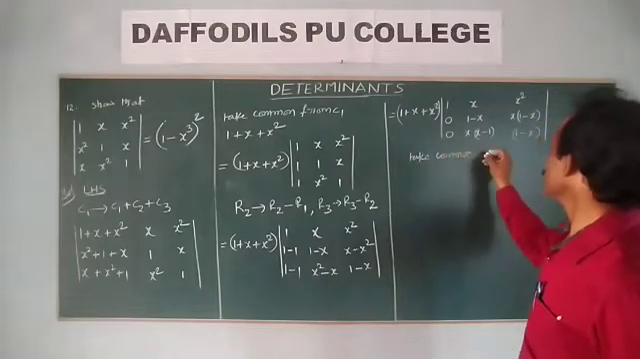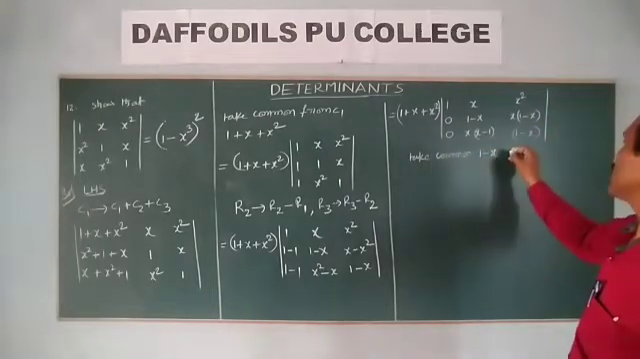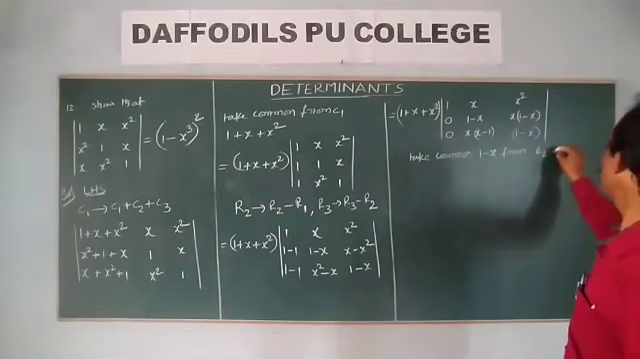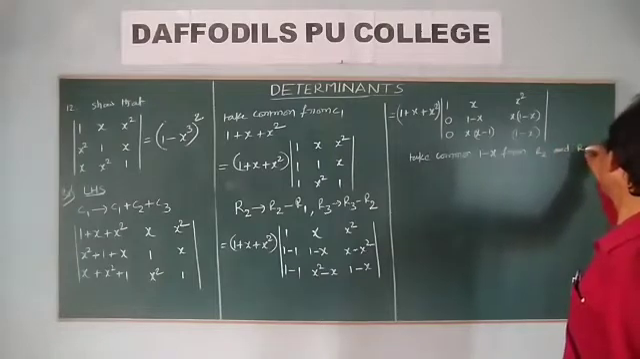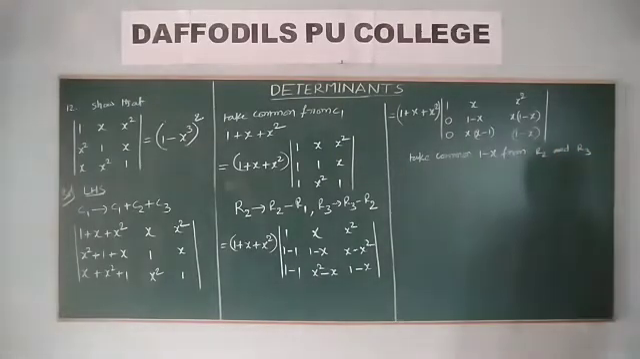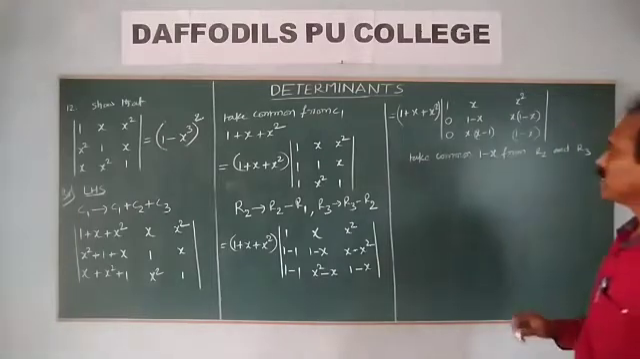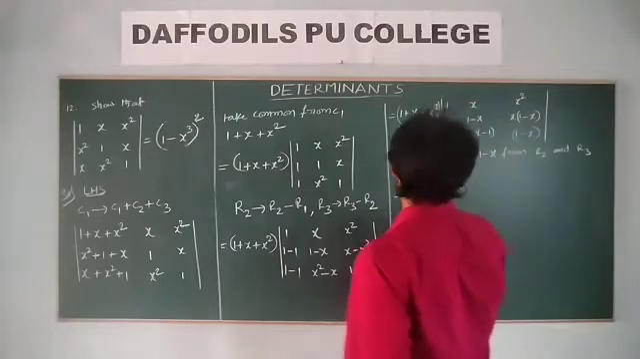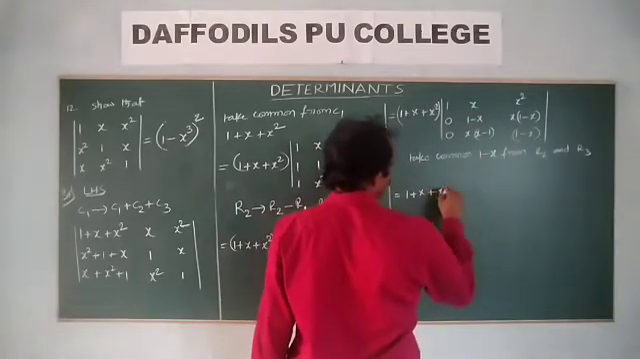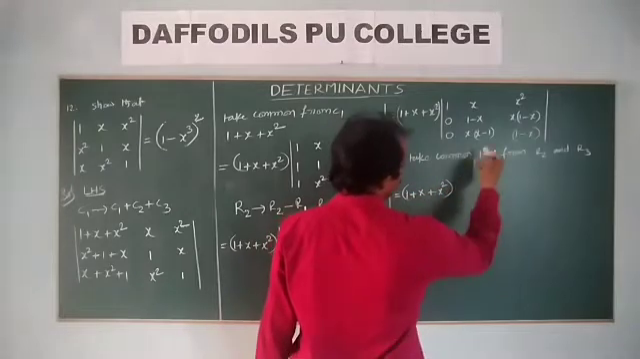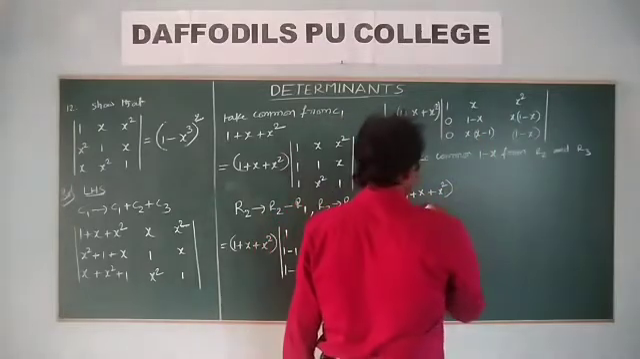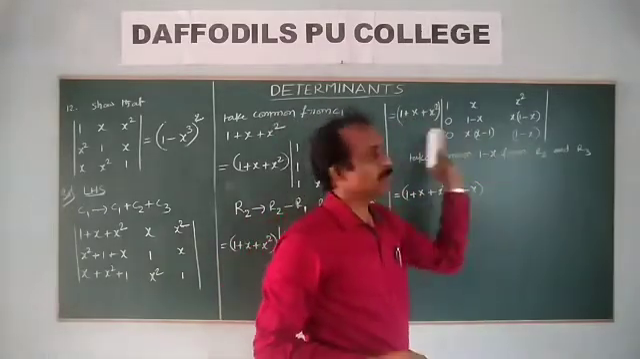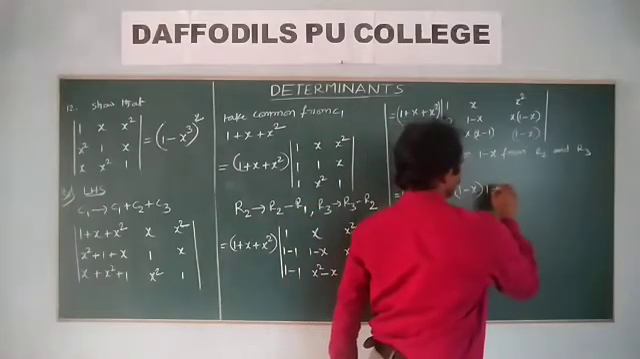Take common 1 minus x from R2 and R3. Take out common. This is equal to 1 minus 1 plus x square. Okay, one time take common 1 minus x. Second time, from the third column also take common 1 minus x only.